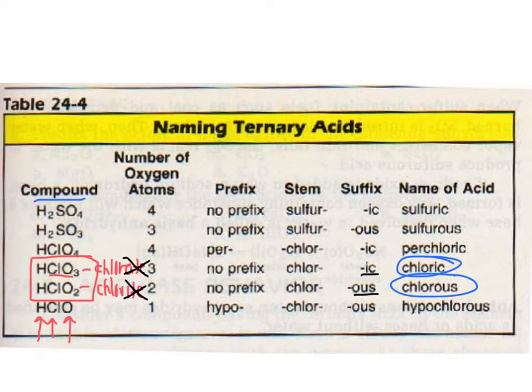If I take a look at the top 2 examples, we're going to do the same thing. First thing I notice is that this is called sulfate, and this is called sulfite. We're going to drop the ate ending, and we're going to replace it with ic. The only difference here is, and this is particular to sulfur, we keep the entire word instead of just a portion, like down in chlorine. So this is sulfuric acid, and this is sulfurous acid.